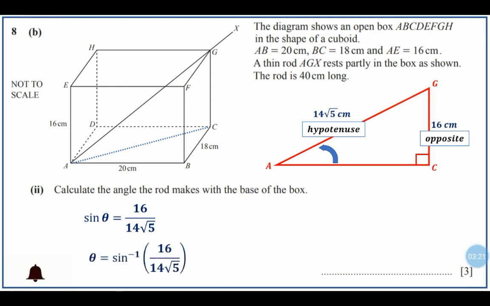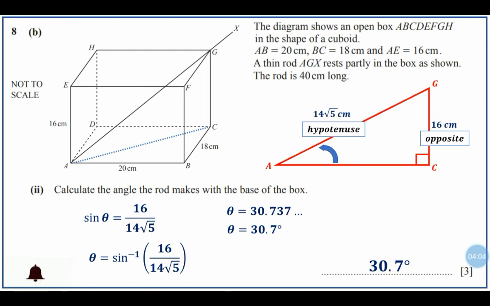Therefore, our answer here is, because I am looking only for that angle, if I bring that to the right side, it will become sine inverse. Sine inverse of 16 over 14 square root of 5 is equivalent to 30.737 and so on. Of course, you are dealing with angles, so you have to write this in 3 significant figures. So it will become 30.7 degrees. So 30.7 degrees is our answer for letter B, number 2.